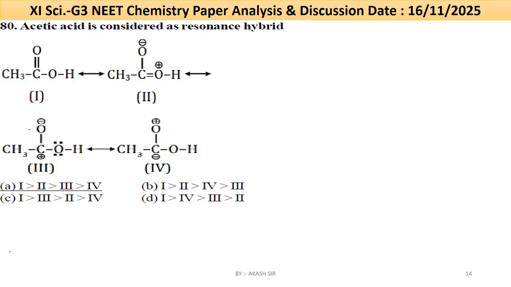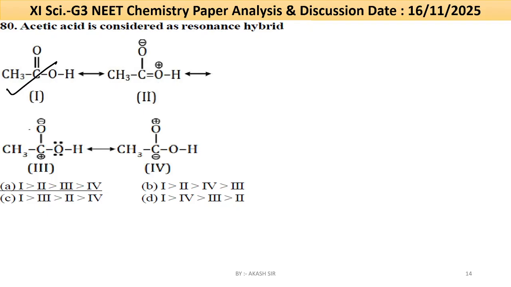Next question, acetic acid is considered as a resonance hybrid. Here you have to find the order. Pay a little attention to this question, what the answer could be. First one, evaluate the structure of the charge placement and octet rule satisfaction. Structure 1 has no charge and satisfies the octet rule for all atoms.